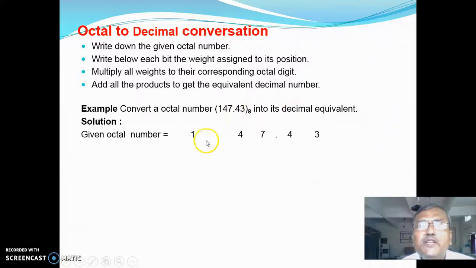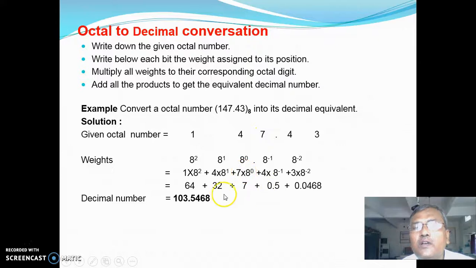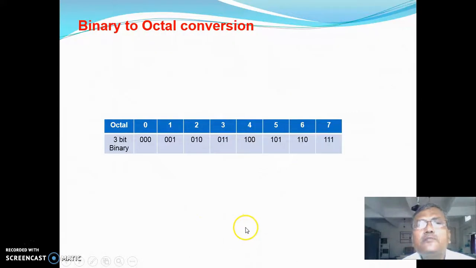So the simple method is to write down the octal number, that is 147.43. Then the corresponding weights are, if you take from the octal point, 8 raised to 0, 8 raised to 1, 8 raised to 2, and on the right side 8 raised to minus 1, minus 2 like this here. Then we multiply each digit by its weight, and we get the corresponding decimal number. So this is the procedure here.